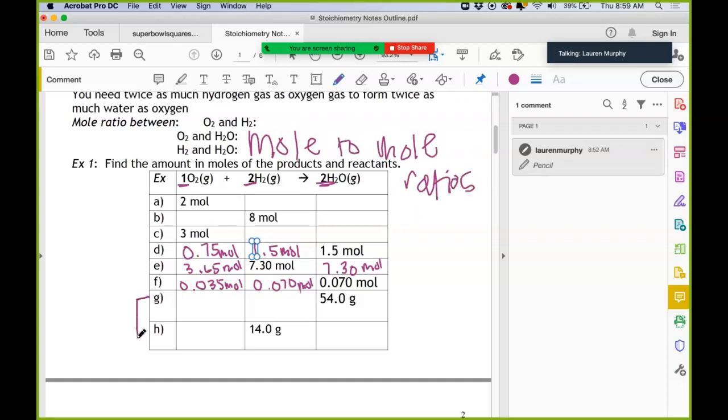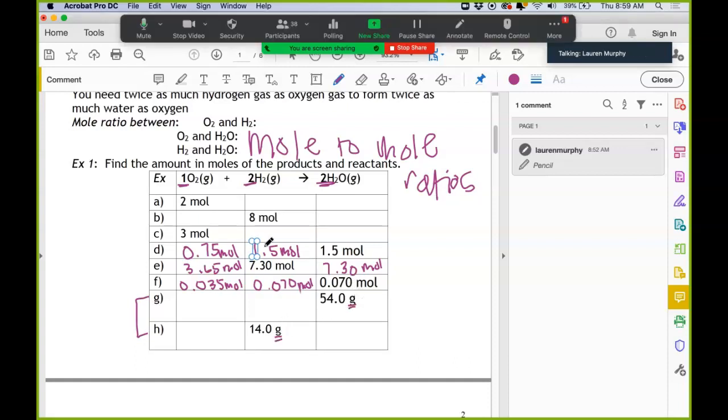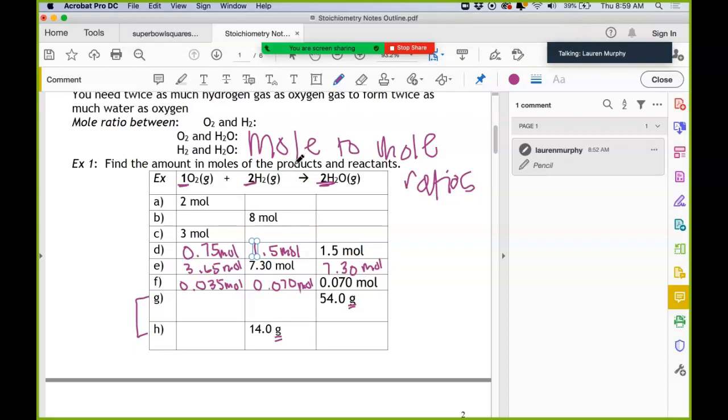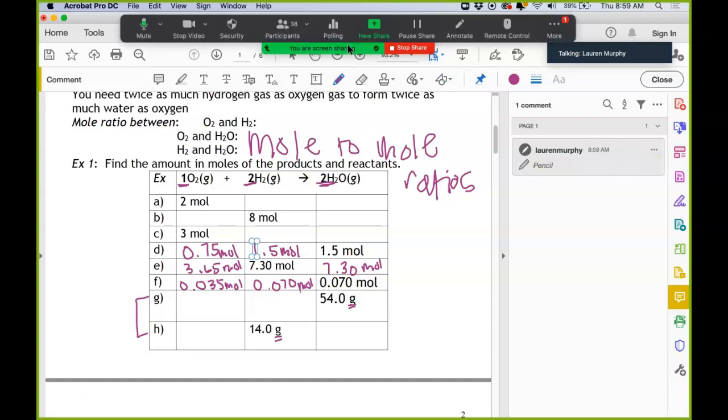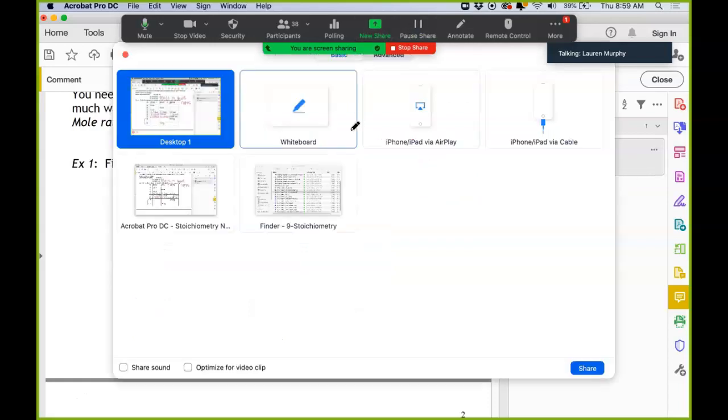You should notice an issue in G and H. What unit is that? What does G stand for? Grams. Okay? So you cannot do ratios in grams. You have to be in moles before you can do mole to mole ratios. Now, have you learned how to turn grams into moles? We did, right? Really early on in the year, grams to moles. So let's flash back.